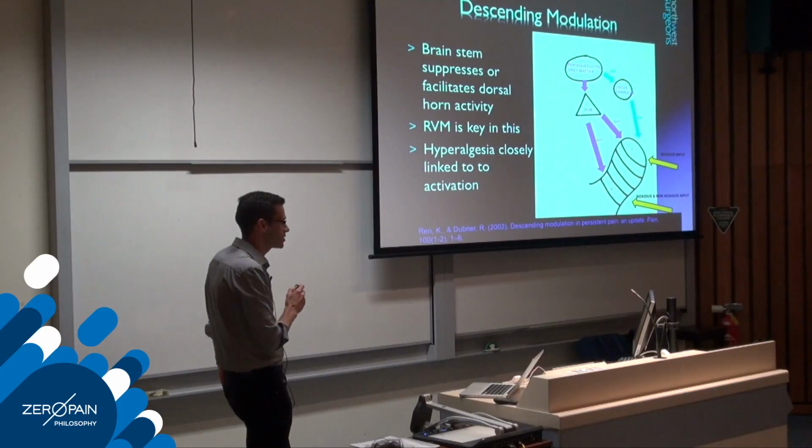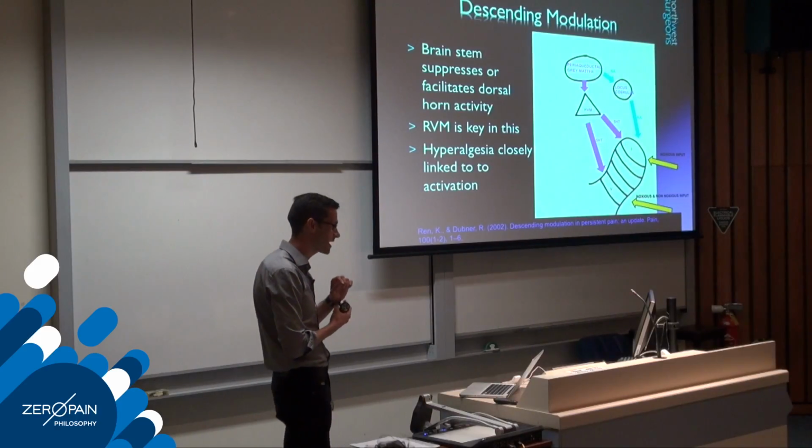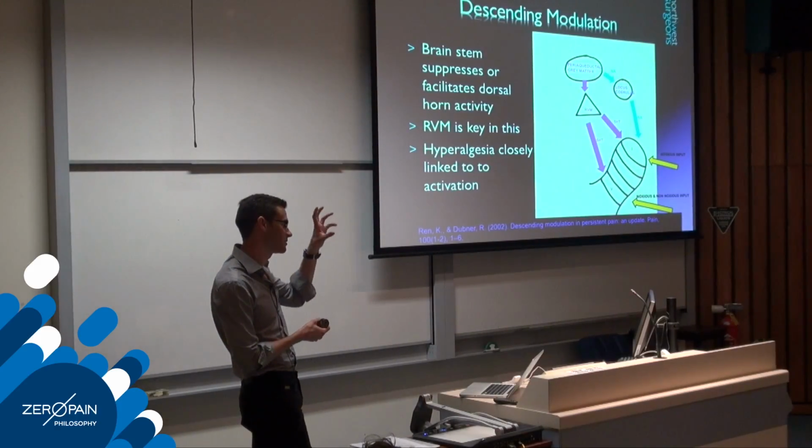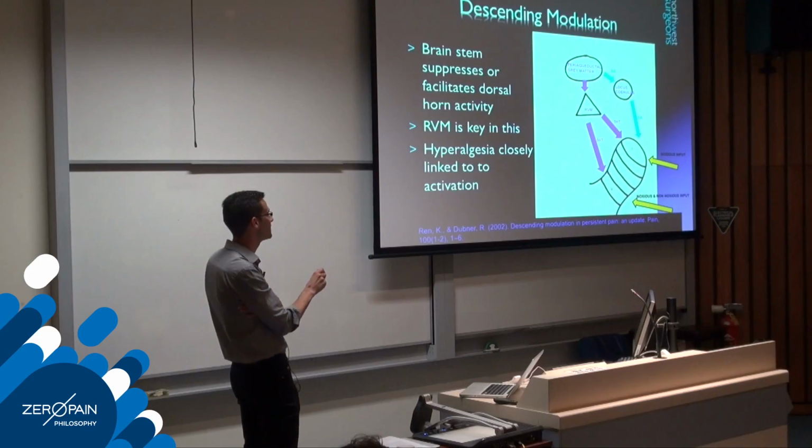So descending modulation is moving a little bit further up the pain pathway, looking at the dorsal horn of the spinal cord here and the contribution of the higher centres. So we know this isn't just a one-way system. Our body has inherent mechanisms of dealing with analgesia and damping down incoming noxious stimuli. And we know the brainstem can facilitate or suppress activity in the dorsal horn. And it's this area of the brainstem called the rostroventral medulla that's really important for this.